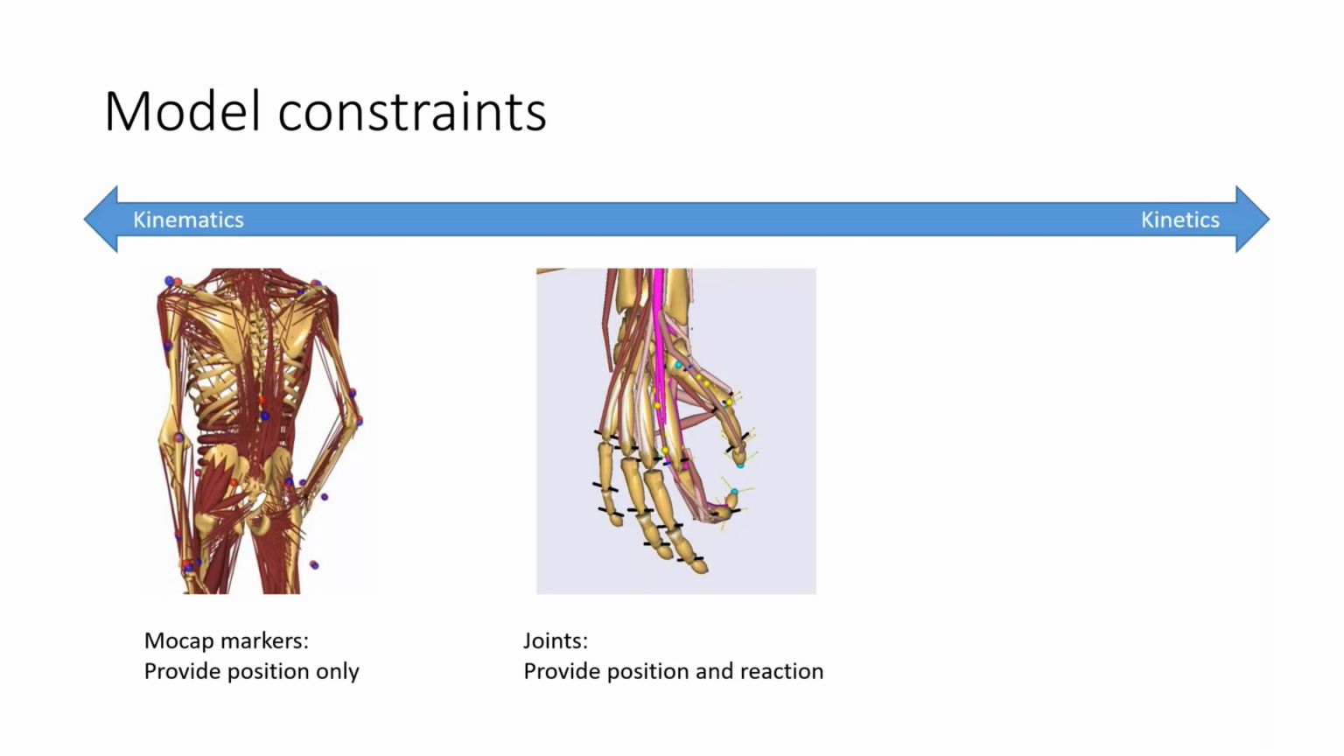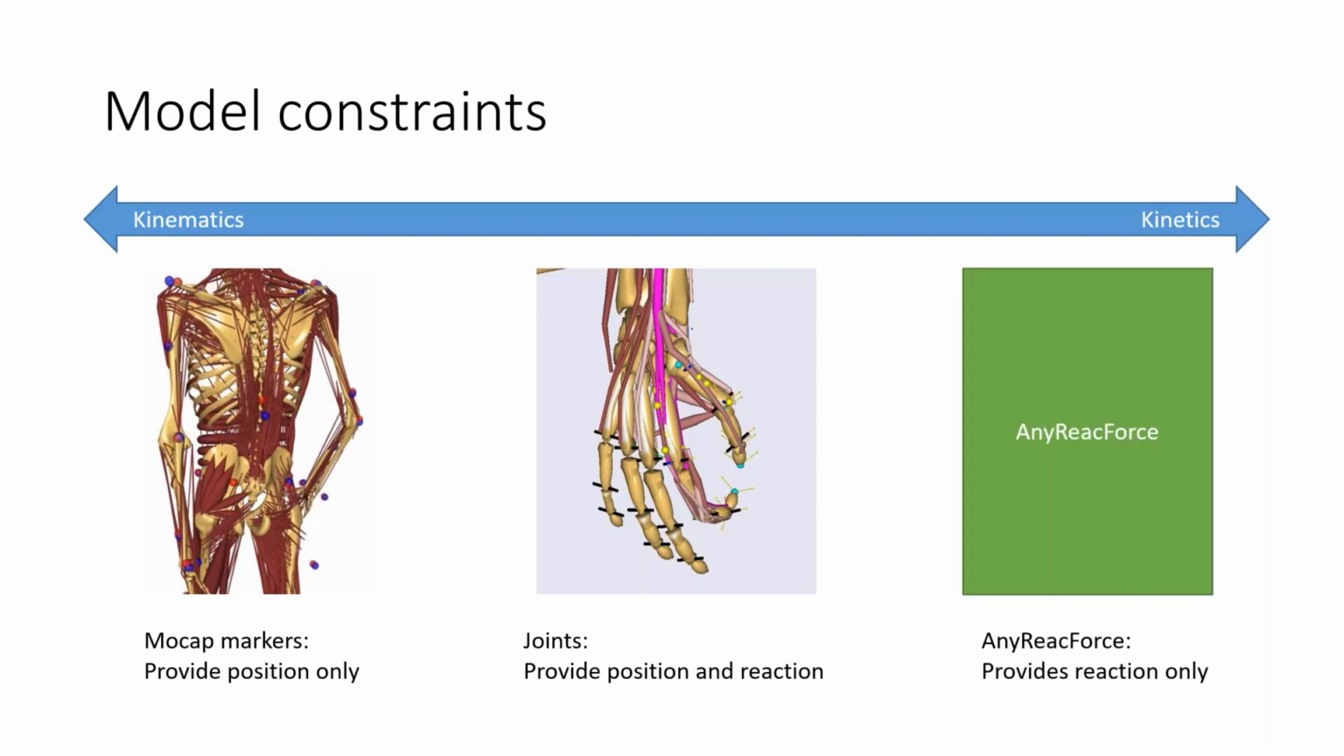We can also do the opposite. So we can also do something which is purely kinetic. And I can't really draw a picture of that, but I'm going to show you in a moment how it's done. We can define something which is called an AnyReactForce. So that's an object that you could define in AnyBody. And the best way to think about it is that the AnyReactForce is like an ideal motor that I can attach anywhere I want on the body.